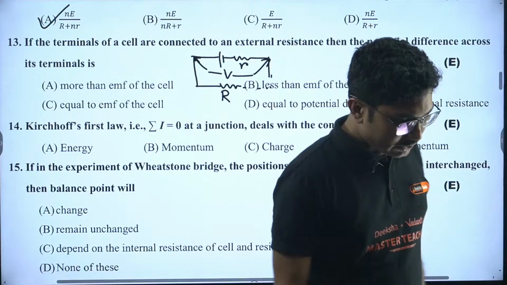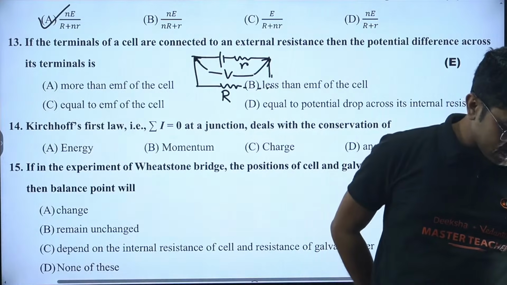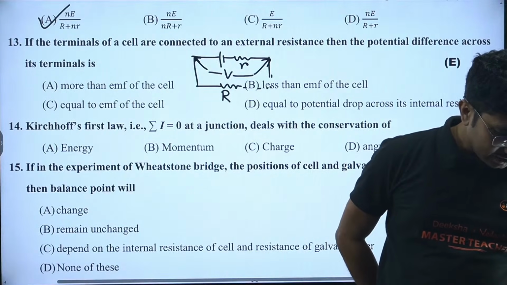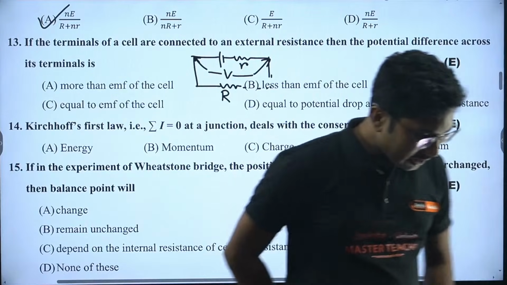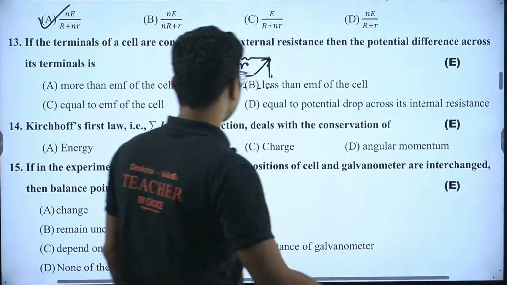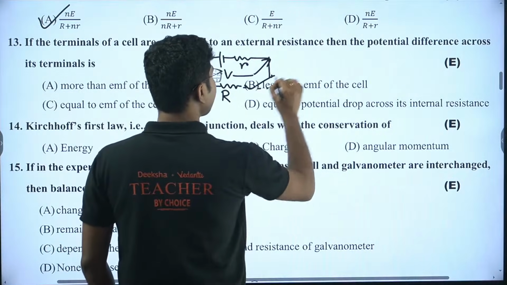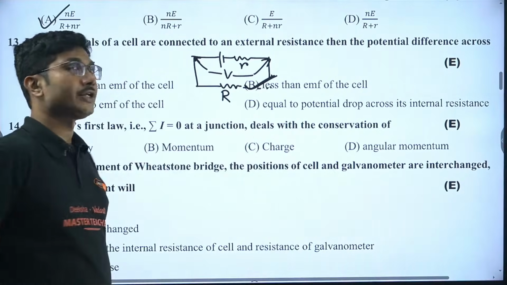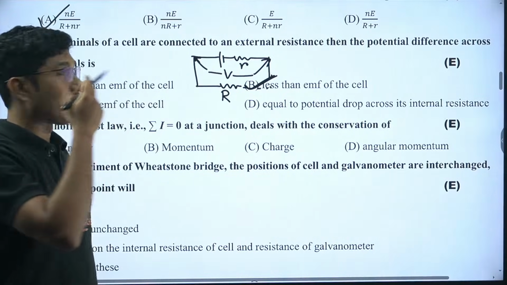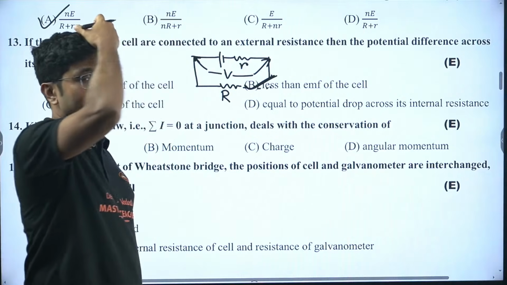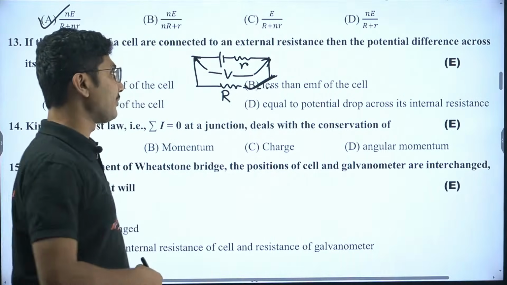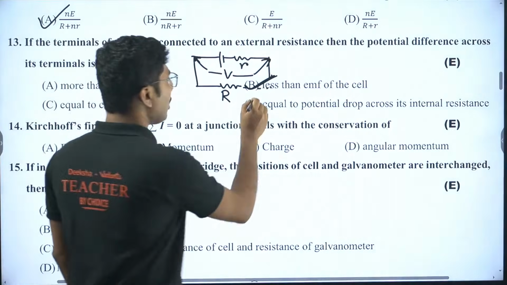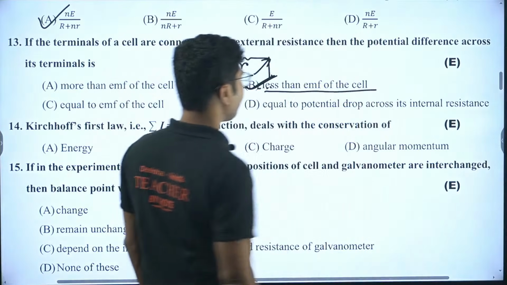13B. So Mansi, Komal, Sinchana, Ashel, Mayuri, and everyone is saying option B. Yes, less than the EMF of the cell, because of the internal resistance. Some voltage drop will happen across the small r. So that means it will be less than the EMF of the cell. So the correct answer is option B, less than the EMF of the cell.